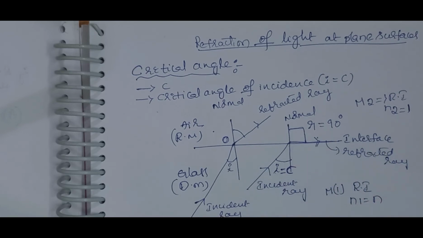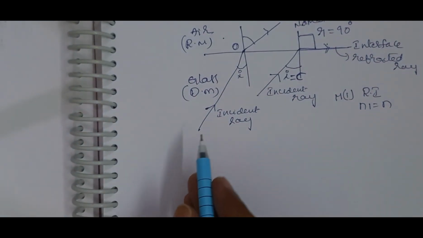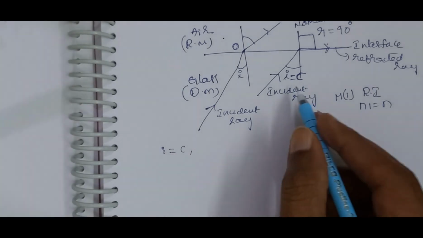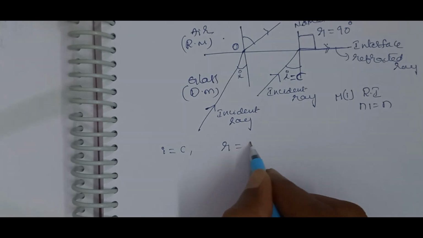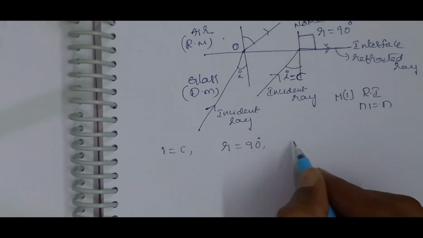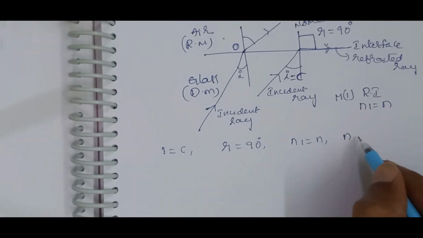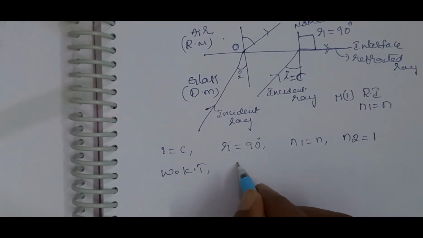So now what is the formula for critical angle? From the figure you can understand the angle of incidence is the critical angle C, and the angle of refraction for the critical angle is 90 degrees. N1 is N, the refractive index of the denser medium. The refractive index of the rarer medium, air, is 1. So now we know that from Snell's law.